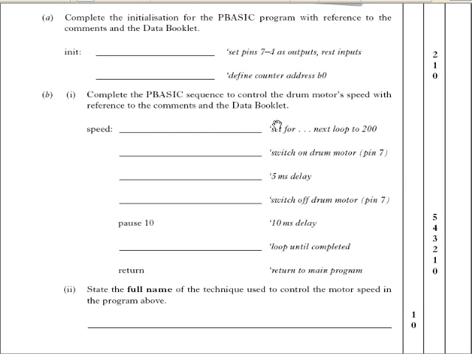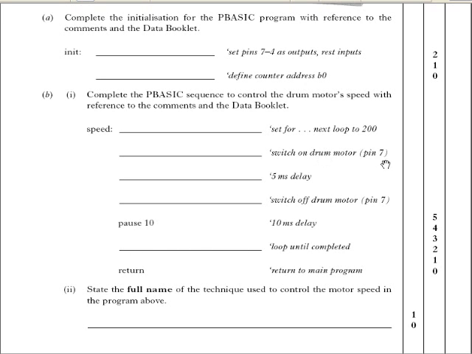Complete the PBasic sequence to control the motor's speed with reference to comments and the data booklet. So our clues are down here. We've got a for next loop set to 200. So for counter equals 1 to 200. And then this is the end of the loop here, so this one will be next counter. So it's for counter equals 1 to 200, next counter.